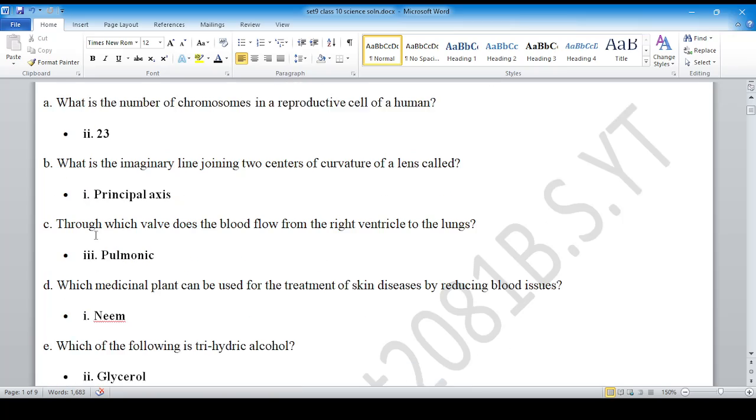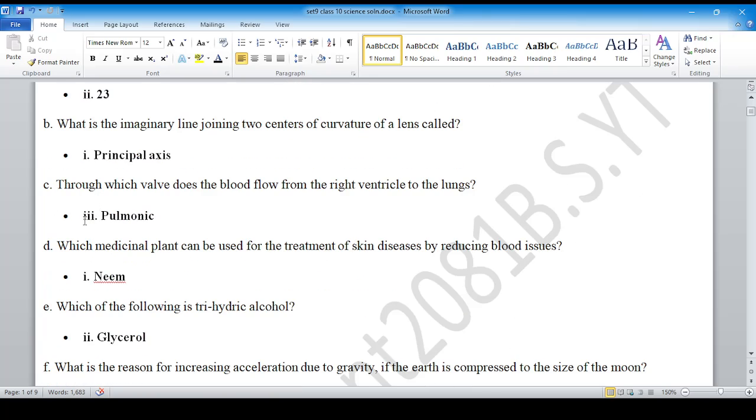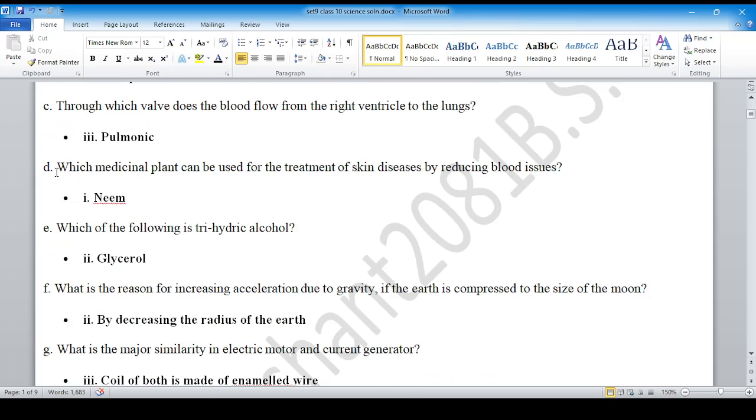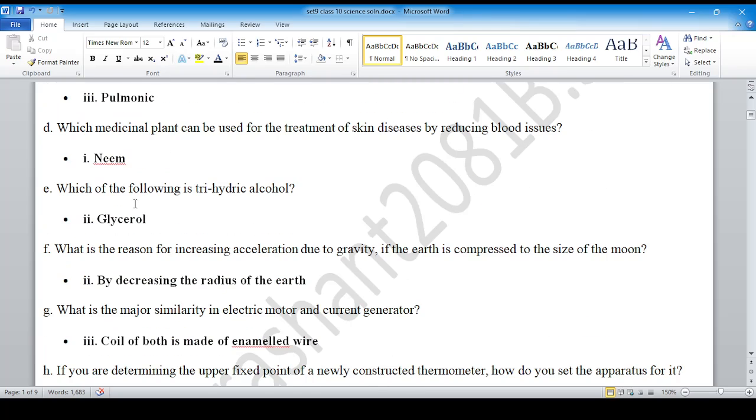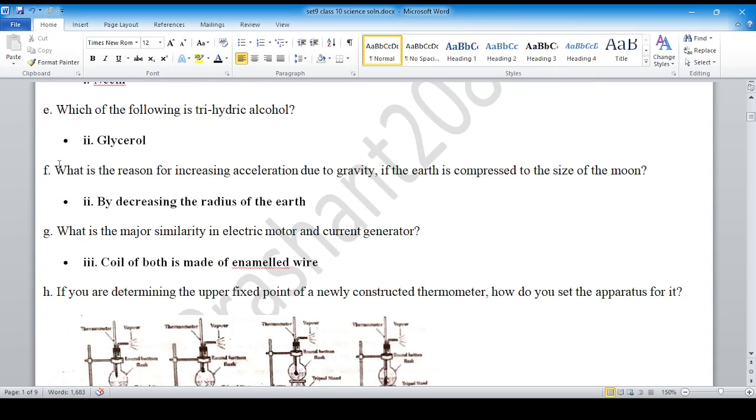Question number B, principal axis, option number 1 is correct. For question number C, option number 3, that is pulmonic, is correct. Question number D, option number 1, neem is the correct answer. Question number E, option number 2 is the correct answer. For question number F, option number 2 is the correct answer.